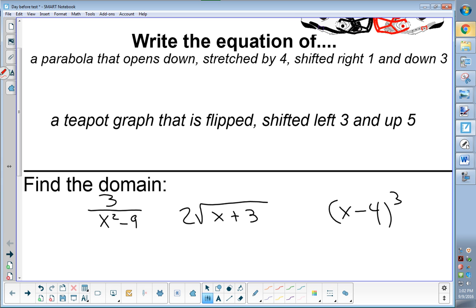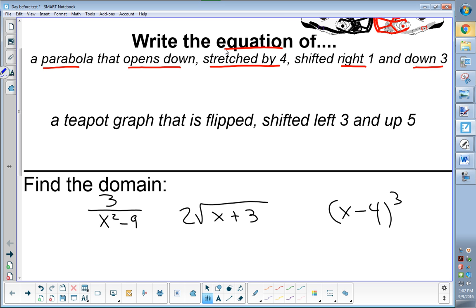Okay, the first one says write the equation. Each one of these things needs to be part of my equation. It needs to be a parabola. It needs to open down. It needs to be stretched by 4, right 1, and down 3. All 5 of those things got to be in my equation eventually. We just got to work our way to that point.